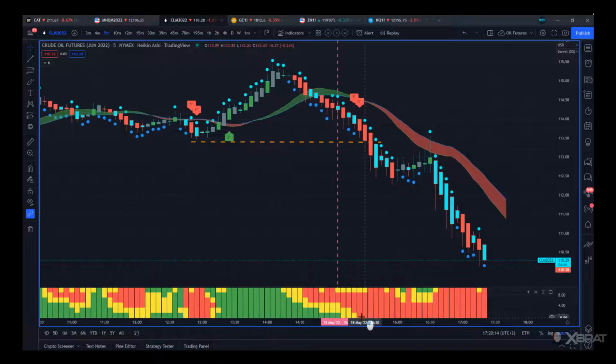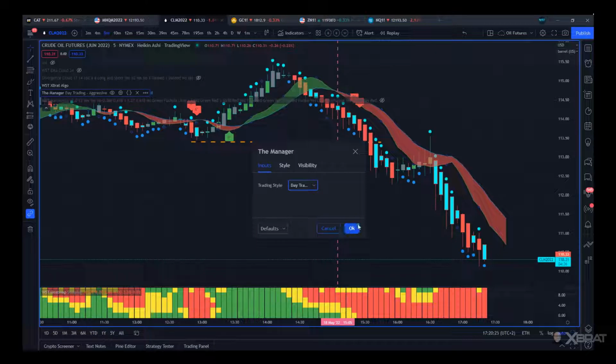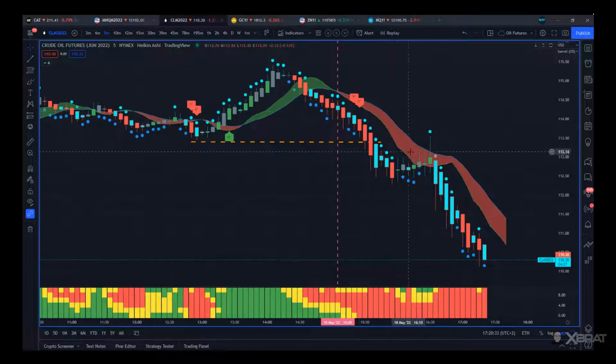Then we're looking at the manager to manage this trade. So we're on the 5 minute. On the manager, we can look at day trading moderate, but really we want to just change it here to day trading aggressive. You can see this is where we are. We're still in this trade, so we're using the red ribbon to stay in the trade.